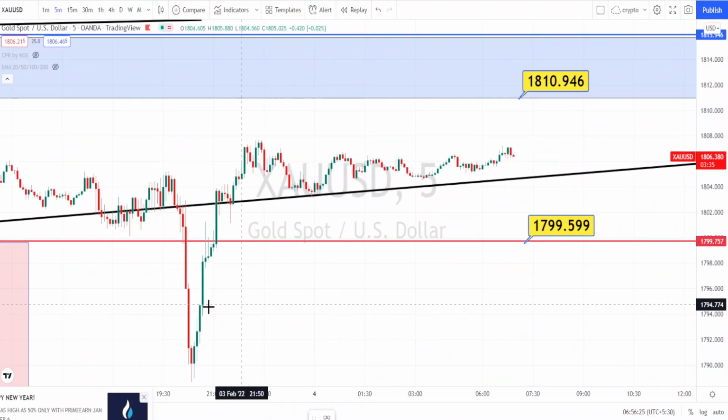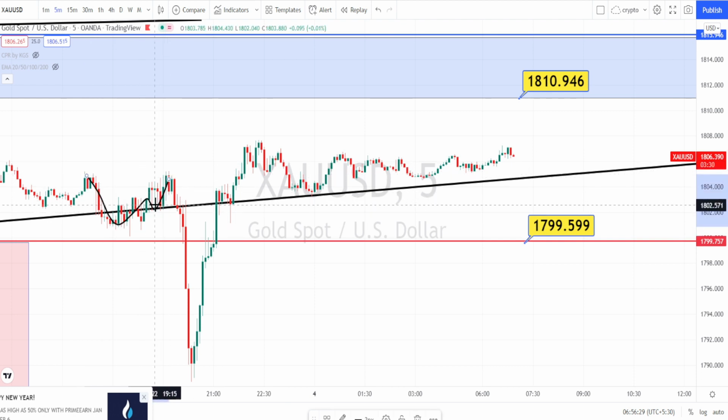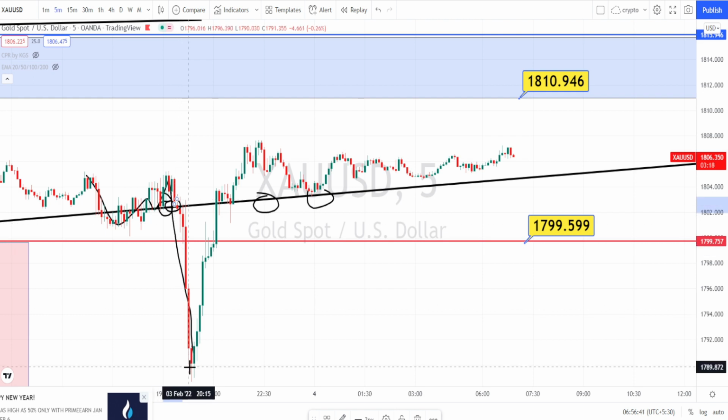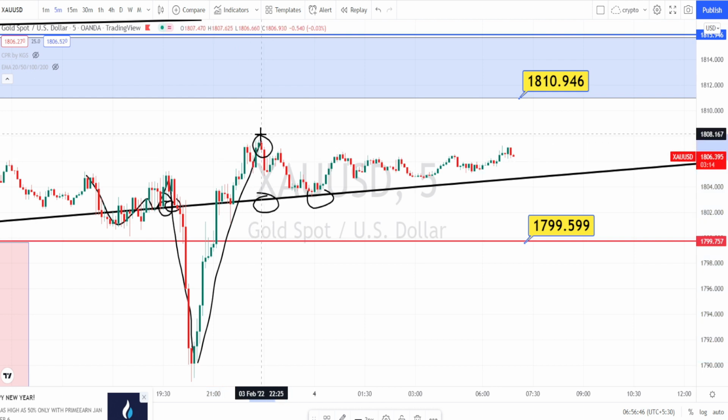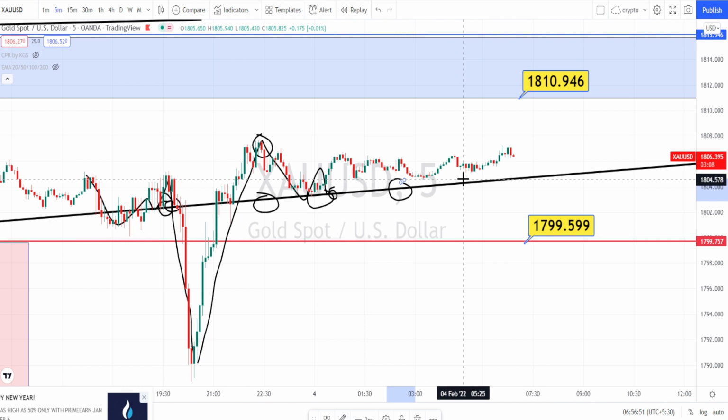When we notice the price action in the 5 minutes time frame, it was in a very nice downtrend and taking support on this trend line over here, and due to the news it broke this trend line or the support line, came down to the level of 1789, then suddenly it went on a bullish trend. Again the price action is taking support on this trend line and it is in a bullish trend because it is trading above this trend line.